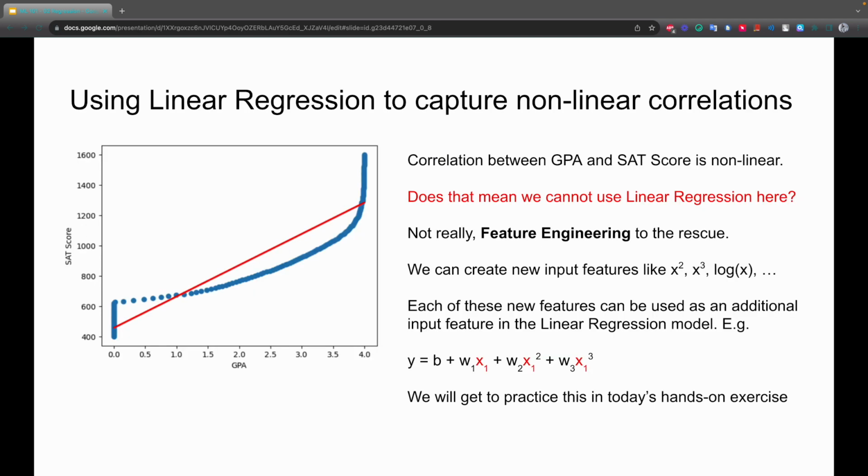From this scatter plot, it is clear to see that the correlation between GPA and SAT score is nonlinear. Hence, fitting a straight line is not going to help. Therefore, we're going to include some nonlinear features to improve the performance of the model.